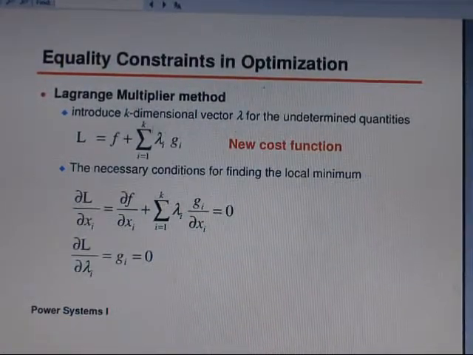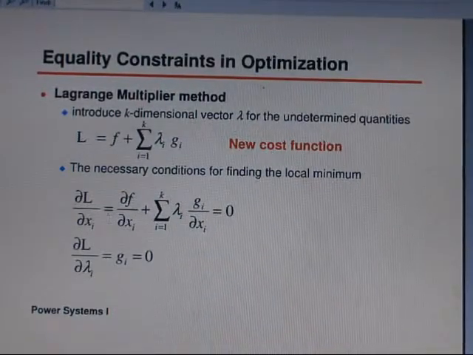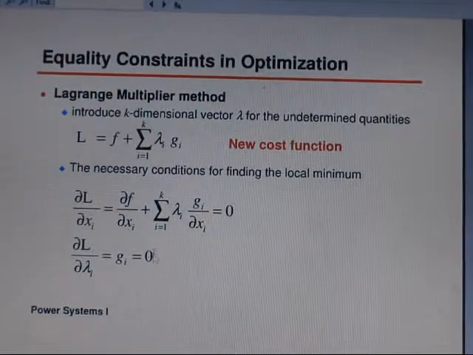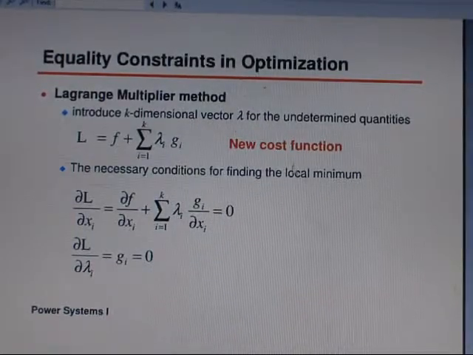So this is the total Lagrange multiplier equation we write down. After that, we have to differentiate by h i, and then we set del L by del lambda i equal to g i equal to 0. We set it. So this is the Lagrange multiplier method.